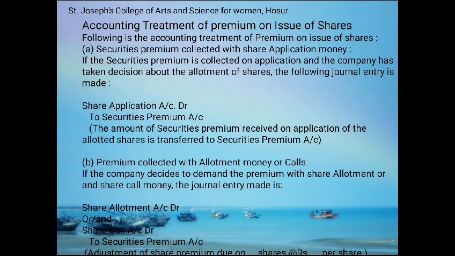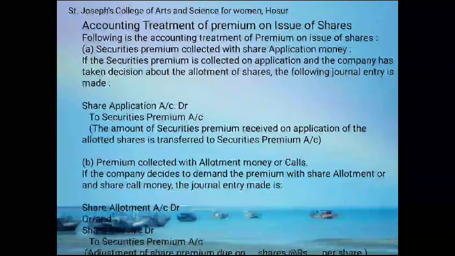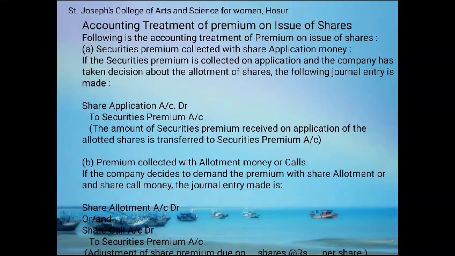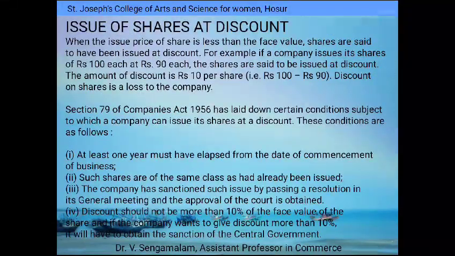Accounting treatment of premium on issue of the shares. When the security premium is collected with the share application money: share application account debit to security premium. When the premium amount is collected with the allotment money or call money: share allotment account debit, share call account debit to security premium account.